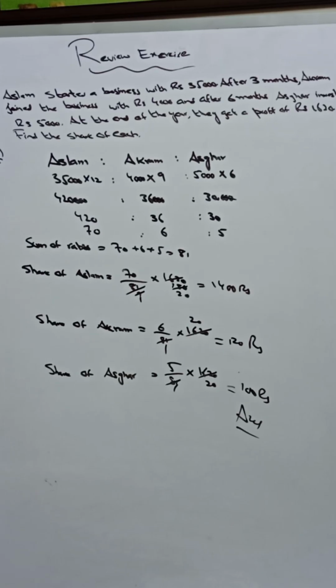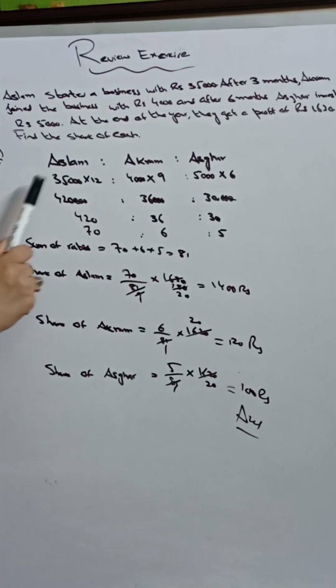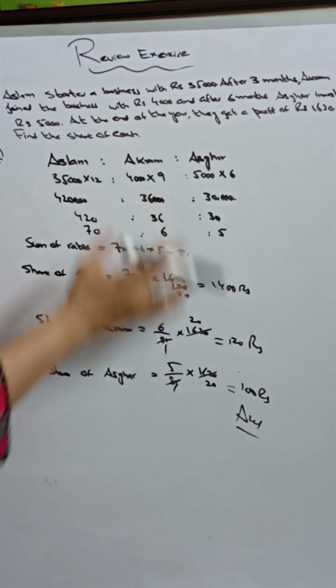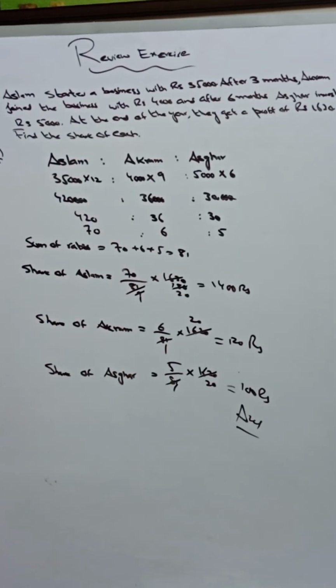By this simple procedure, you calculate the share of each partner. But the main point is this one. Always remember that by doing this, you easily calculate the remaining calculations. All right, I hope it's clear. Now stay tuned with me for the next question.